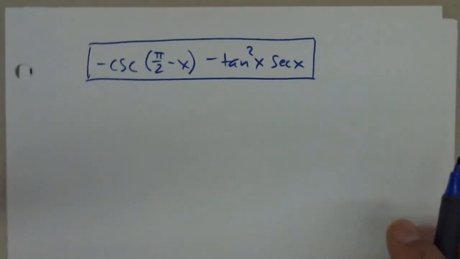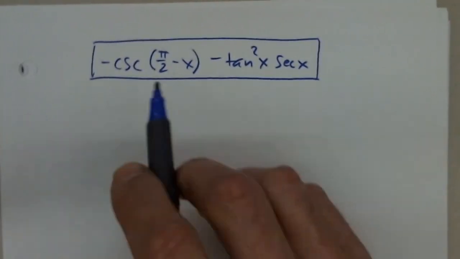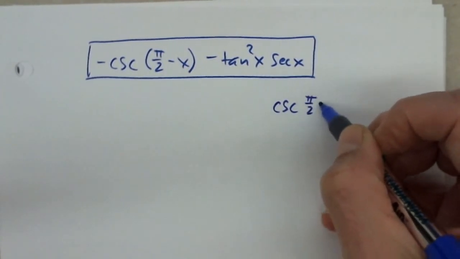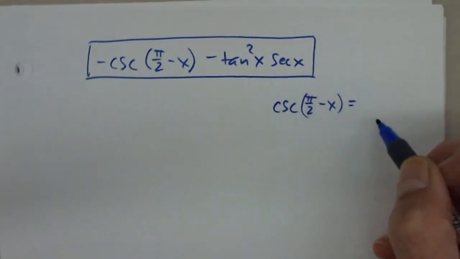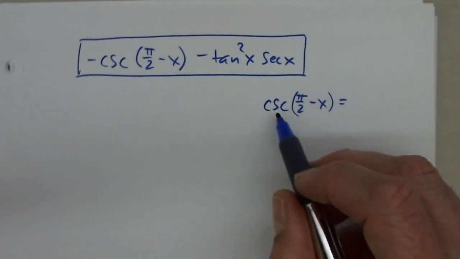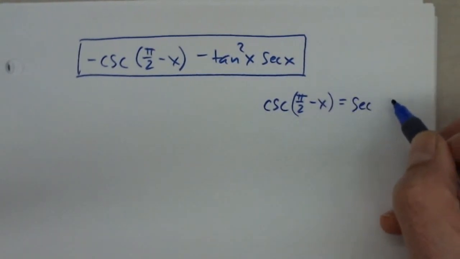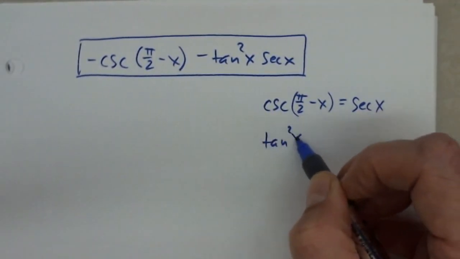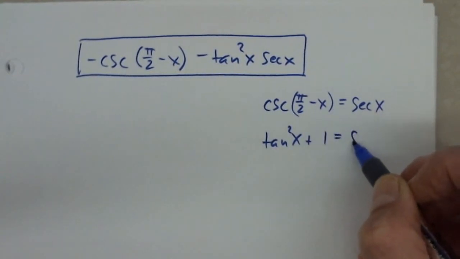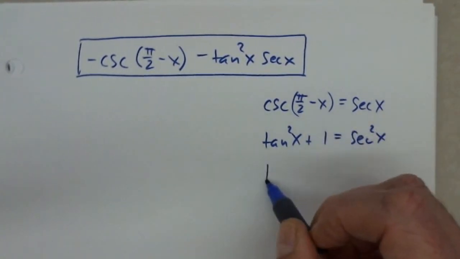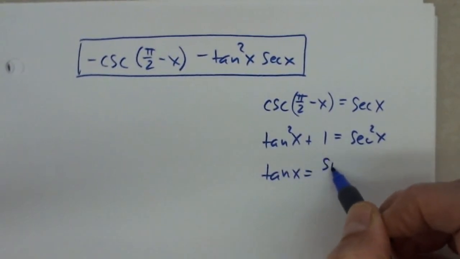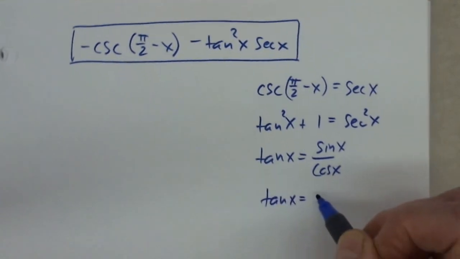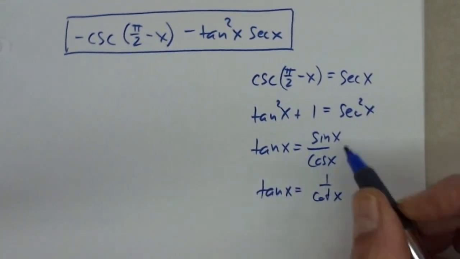All right, try that one. Pause the video. So we have cosecant of pi over 2 minus x. That's a cofunction, we can use a cofunction identity. Cosecant is related to secant. Tangent squared, we know tan squared plus 1 is secant squared. We also know that tangent is sine over cosine, and tangent is 1 over cotangent.